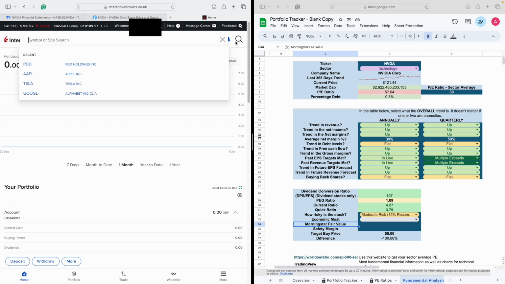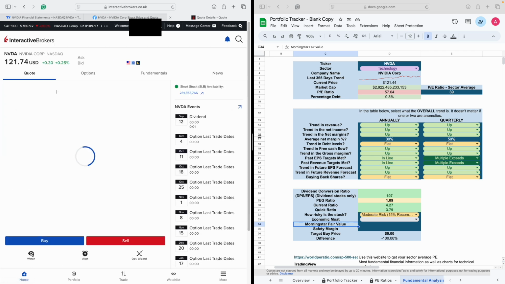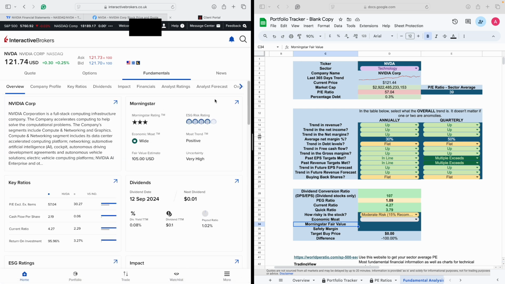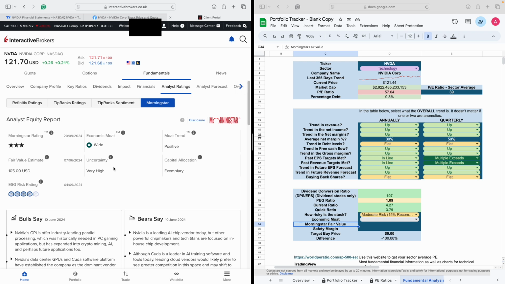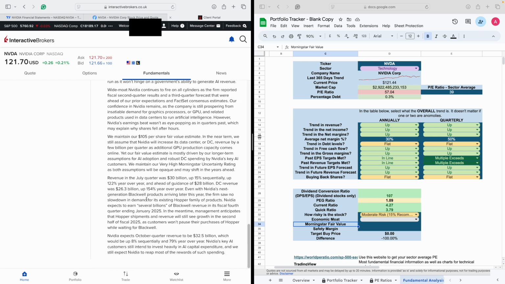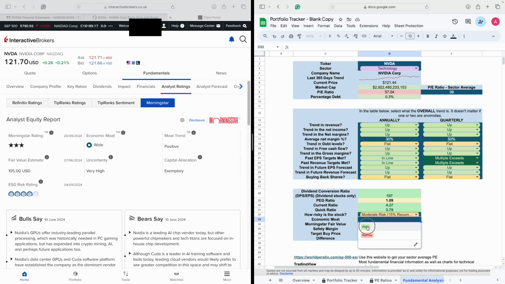But if I just search for NVIDIA, it's got a lot of free data, including the Morningstar valuations. So if I click on fundamentals here, and if I just click an arrow on this, it gives me a full report from Morningstar. I can click on any of these. All of this is by Morningstar, so it gives me information about the company. You can see here it's a wide economic moat, which is very good. And it's saying that the fair value is $105. So I'll put that there.